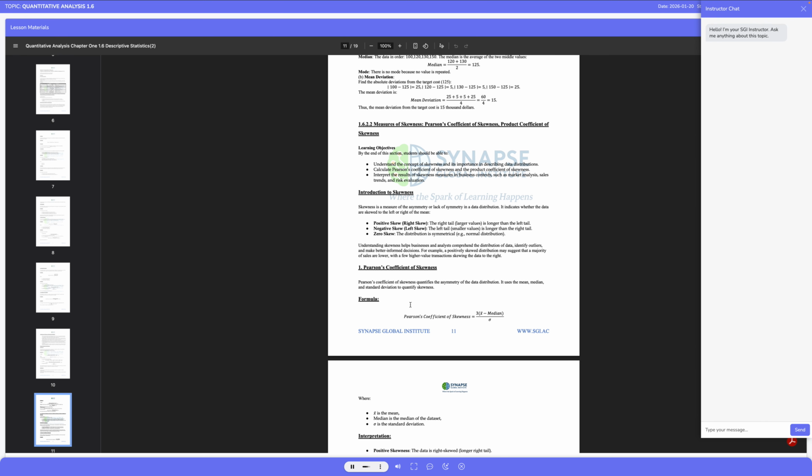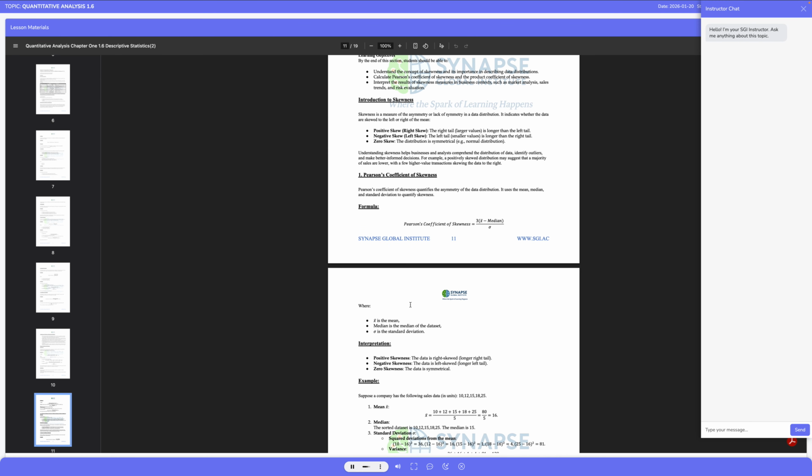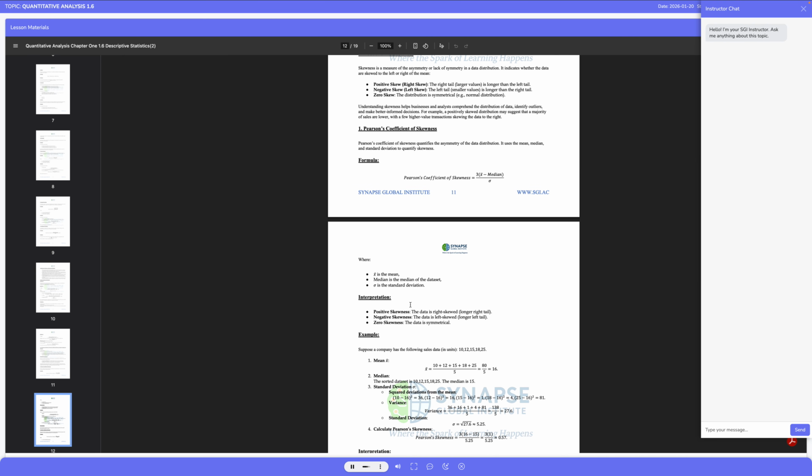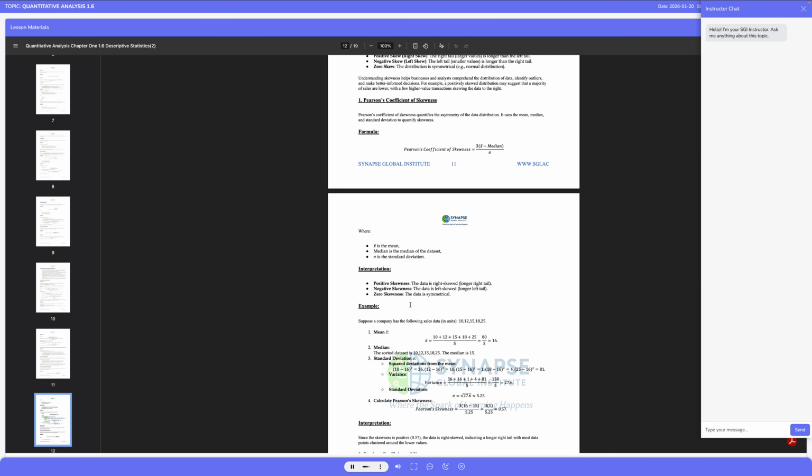We begin with Pearson's coefficient of skewness, which is one of the most commonly used measures of skewness. Pearson's coefficient of skewness uses the mean, the median, and the standard deviation to quantify the asymmetry of a distribution. It is equal to 3 multiplied by the mean minus the median, divided by the standard deviation. This formula links skewness directly to measures of central tendency and dispersion, making it intuitive to interpret in practical applications. A positive value indicates right skewness, a negative value indicates left skewness, and a value close to 0 indicates symmetry.